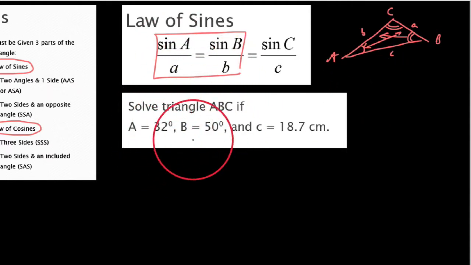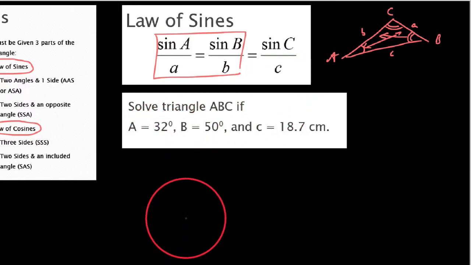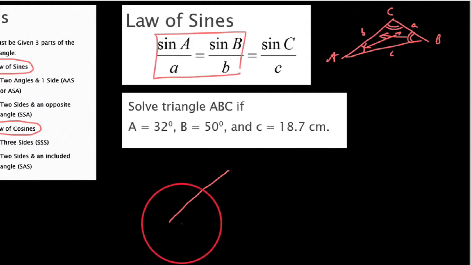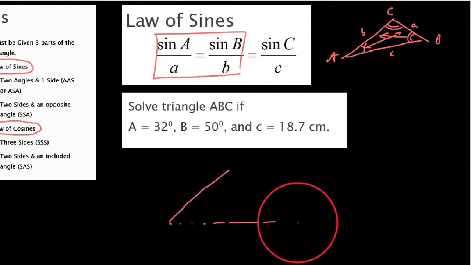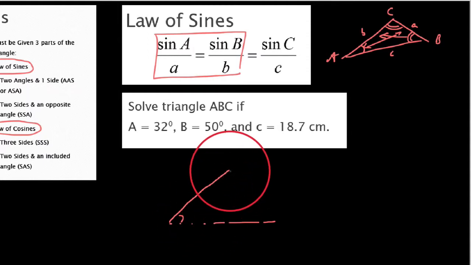We say solve the triangle ABC if A is 32 degrees, B is 50 degrees, and lowercase c is 18.7 centimeters. One thing I want to do is take into consideration what this might look like before I draw it. If I had a 32 degree angle, I could conceive of that being right here, this bottom angle. And then B is 50 degrees. A 90 would be this way, and 45 degrees would be half of a 90, about right there. So 50 degrees would be a little bit more.